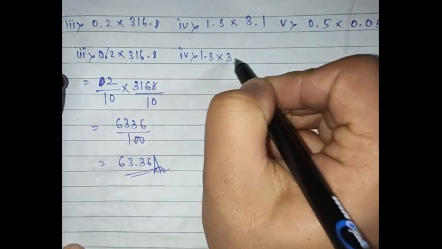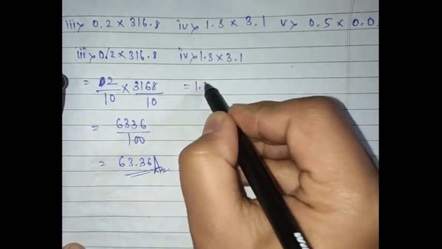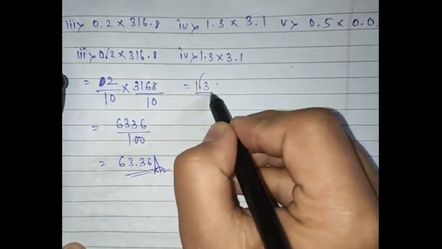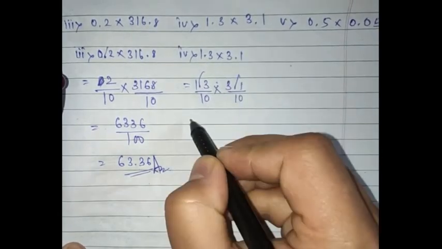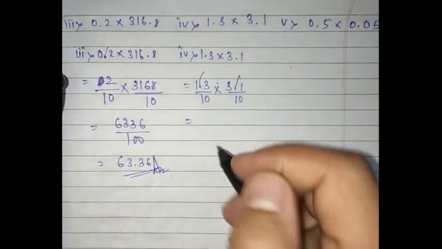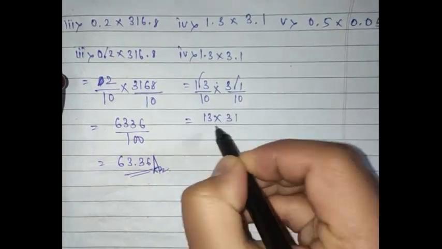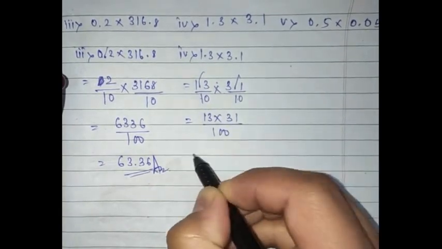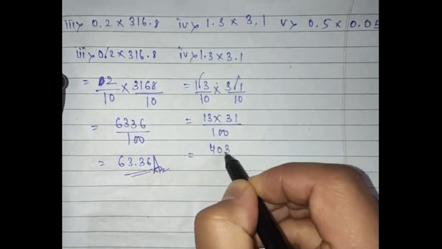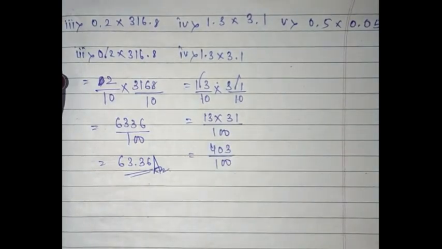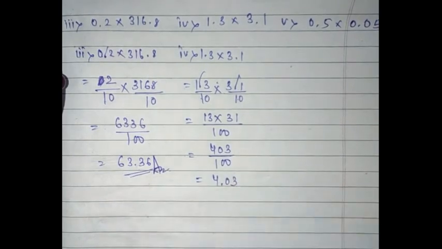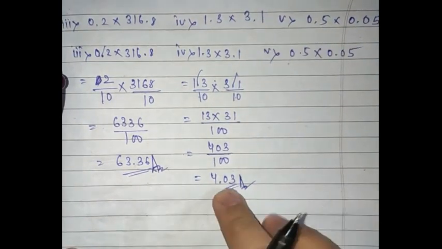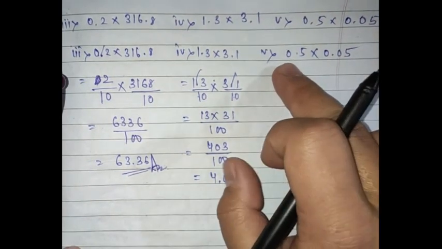Okay, moving on to the next, number 4: 1.3 into 3.1. When you remove this point it will become 10, and when you remove this point it will become 10 again. So 13 into 31 divided by 10 times 10 is 100. So 403 divided by 100. When you divide this, you'll get 4.03.